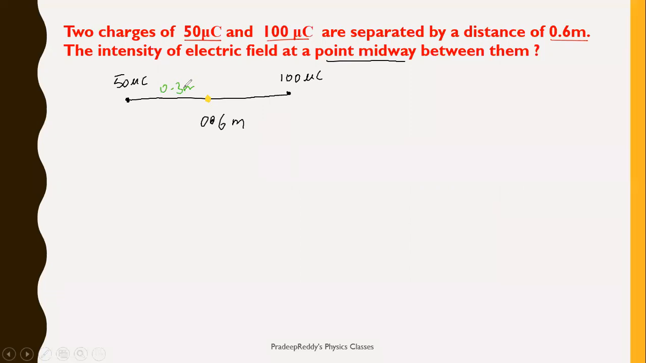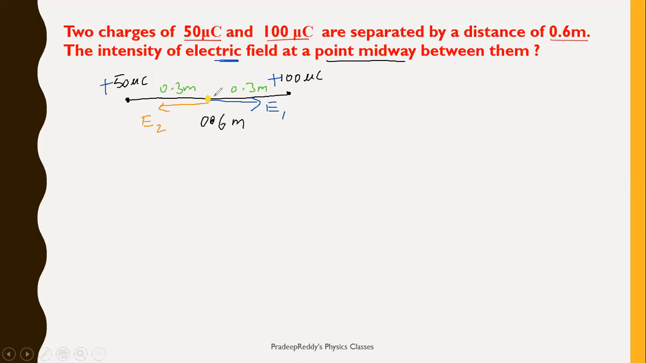Okay. Now coming to force and field. We are dealing with field. So 50 microcoulomb, this is positive charge. 100 microcoulomb, this is also positive charge. As these are positive charges, field will be extended outward. Now let me take this 50 microcoulomb will exert a field on the right side, that is E1. Similarly, 100 microcoulomb will exert a field on the left side, that is E2. Both are opposite to each other.